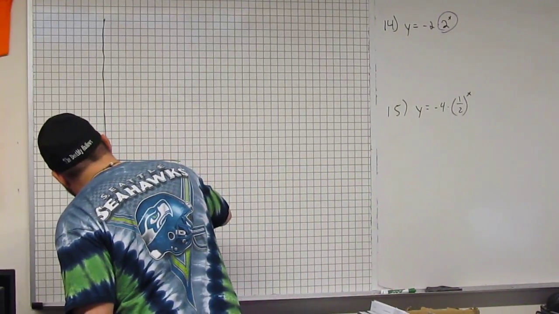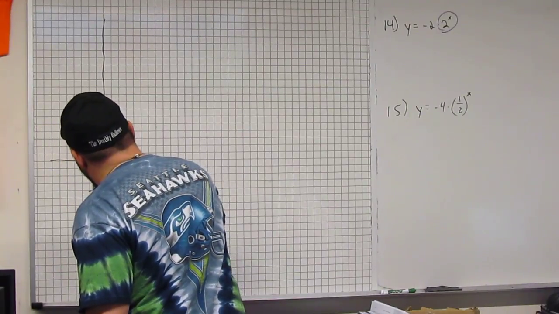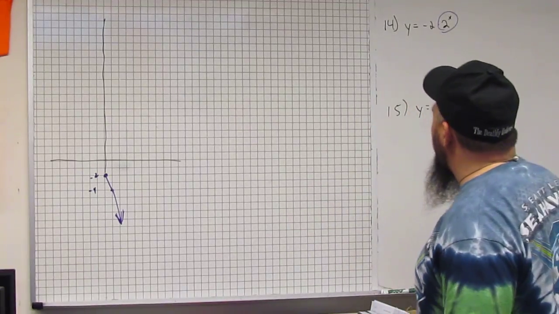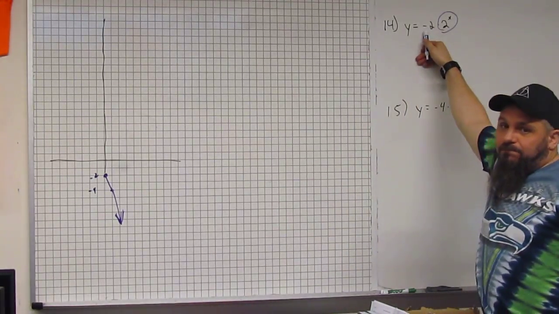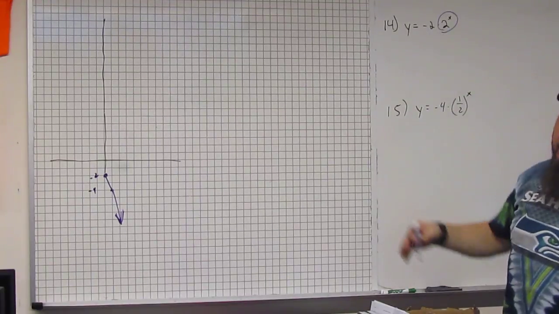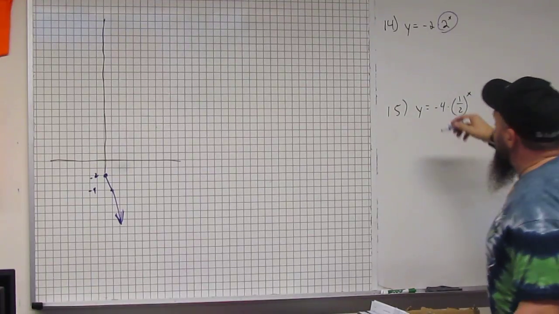So what's happened is it is a growth, but remember it's growing negatively because it got flipped, right? It got flipped across the x-axis because it was a vertical flip, right?